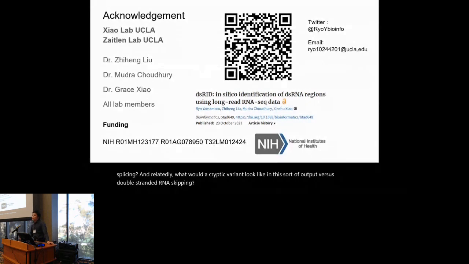That's a good question. So, cryptic splicing depends on basically how you would see it. In this study, we consider splicing patterns that are not at the splicing donor and acceptor sites to be double-stranded, or there's some structure that induces skipping. So I guess it's hard to tell without annotated splice sites. Thanks. Yeah.